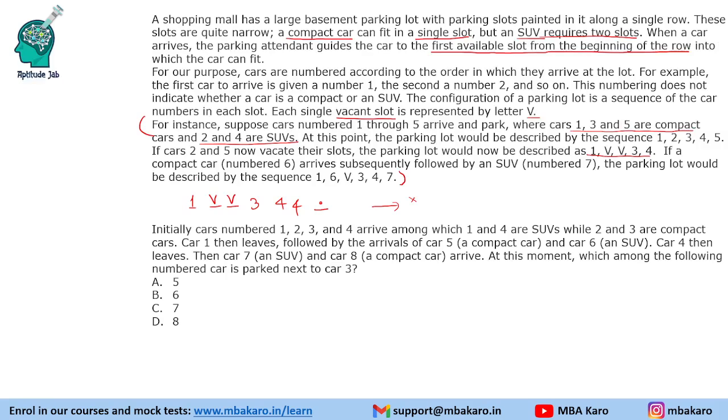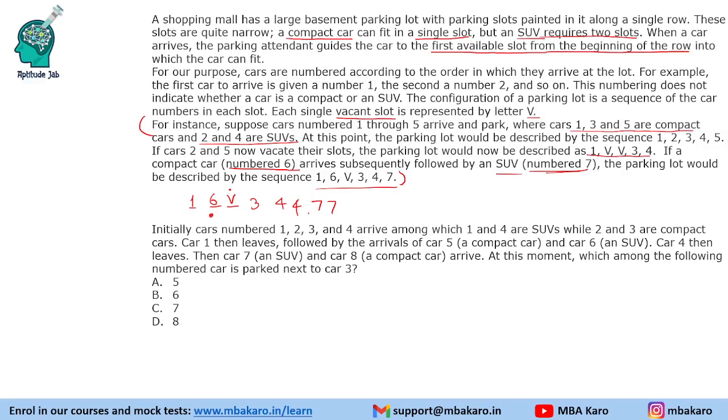Now, if a compact car number 6 arrives, subsequently followed by an SUV numbered 7. First compact car 6 comes. It will be given the first available slot, so it will take the second slot and it will become 1 6. Now SUV numbered 7 comes. The SUV cannot fit in this place because it requires two slots, so it will go into these two places, and this will be filled. Now the reading will be 16V347.